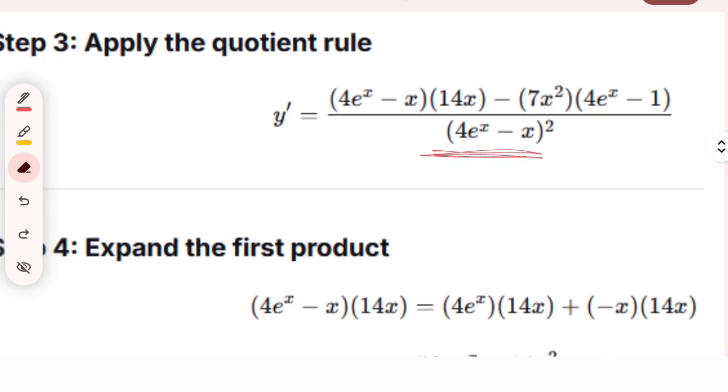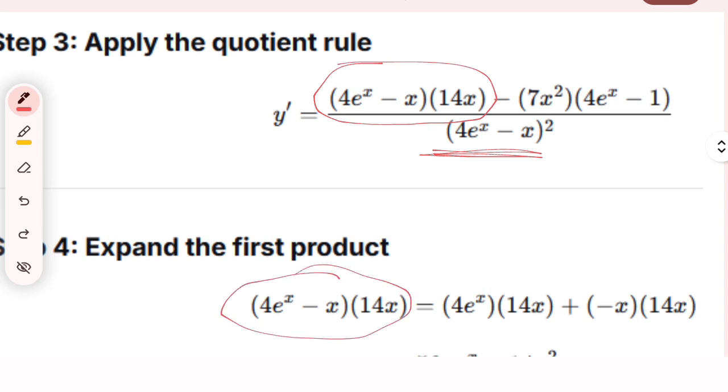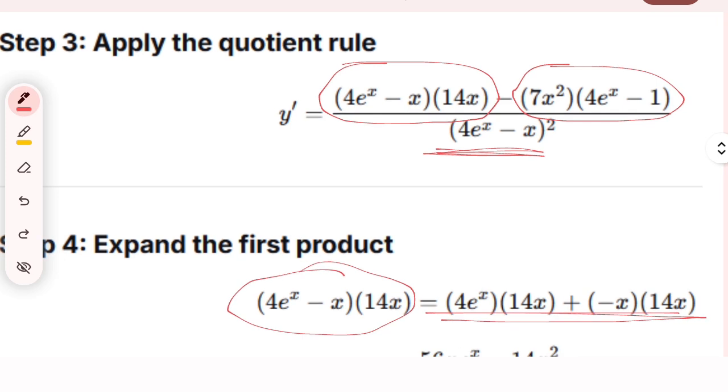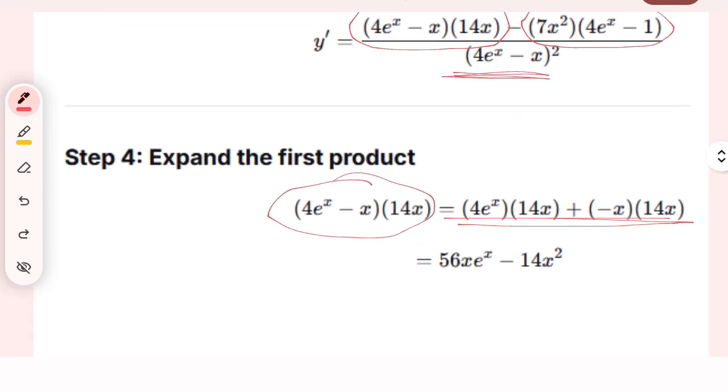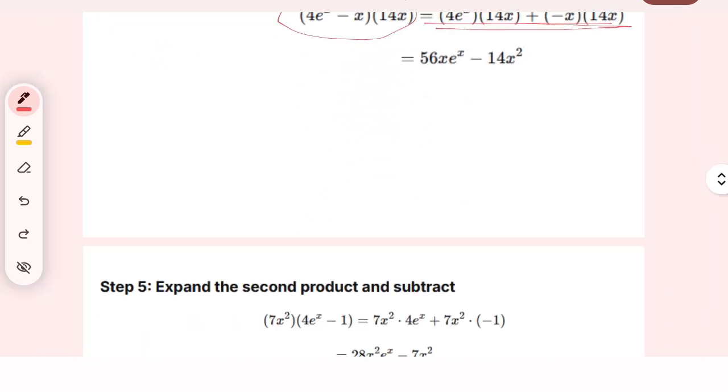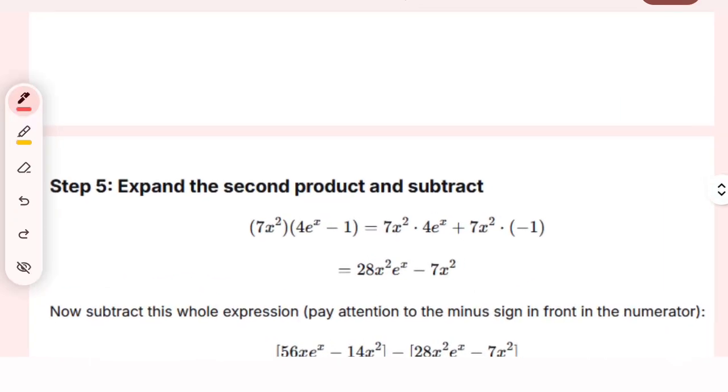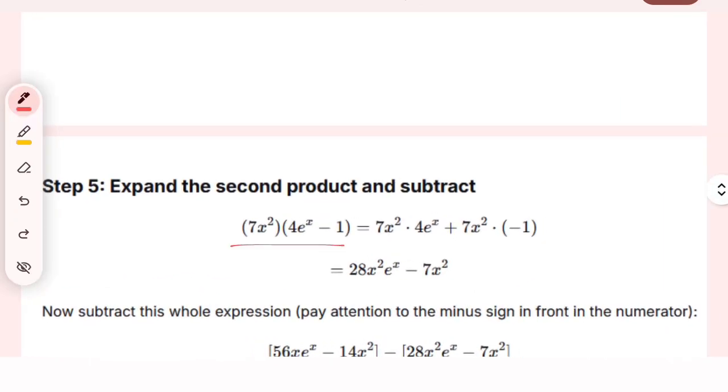So first, we need to expand the first product, right? So here we multiply this. So this is the multiplication of that. Here we also have a multiplication, 7x squared times 4e to the x minus 1. So we can simplify as well, or we can multiply the second product. So when we multiply it, it would be like this. So that would be the answer.